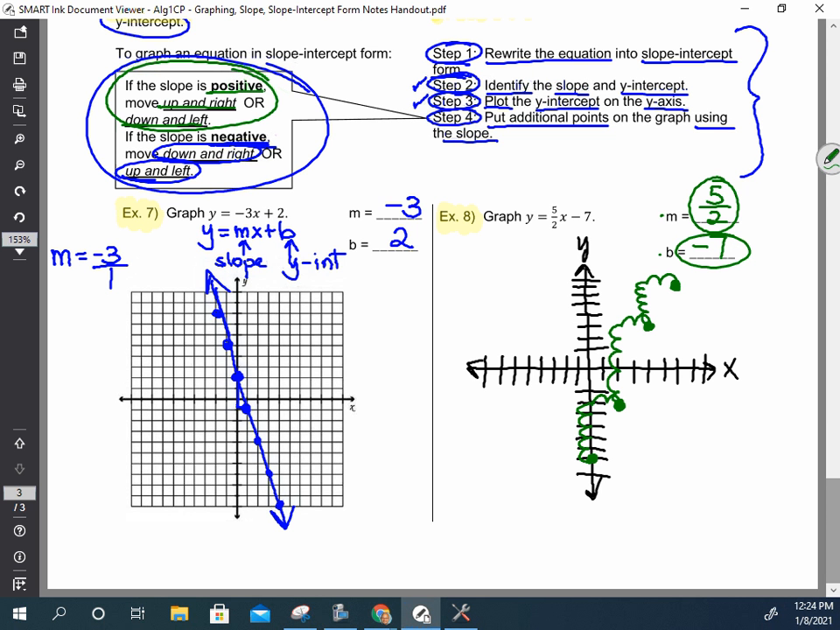So if the slope is positive, you can go up and to the right, or you can go down and to the left. But for this graph, I can't go down 5, I'll run out of space. So this line is going to be good enough the way it is.